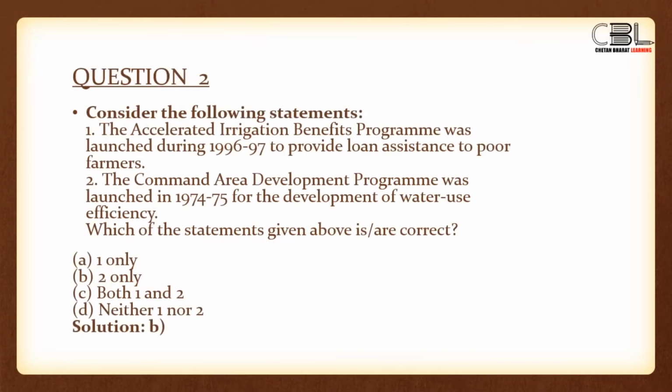Now coming to the second question, we have been asked to consider the following statements. The Accelerated Irrigation Benefits Program was launched during 1996-1997 to provide loan assistance to poor farmers. Second, the Command Area Development Program was launched in 1974-75 for the development of water use efficiency. You have to tell which of these statements is or are correct. A option is 1 only, B is 2 only, C is both 1 and 2, D is neither 1 nor 2. The correct answer is B, that is 2 only.